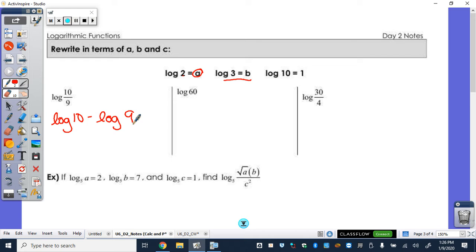But because our problem talks about log 2 and log 3, 9 doesn't really help me out too much. So how can we rewrite 9? Nine would be 3 squared. There's another way we can write 9. So my exponent would come in front, so minus 2 log 3. Now it's expanded out as far as I can possibly go. I'm going to start substituting things in. Log 10 is 1. Log 3, they told us to use b. So we get 1 minus 2b.